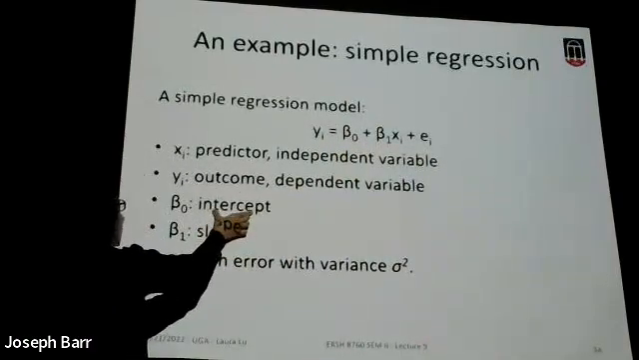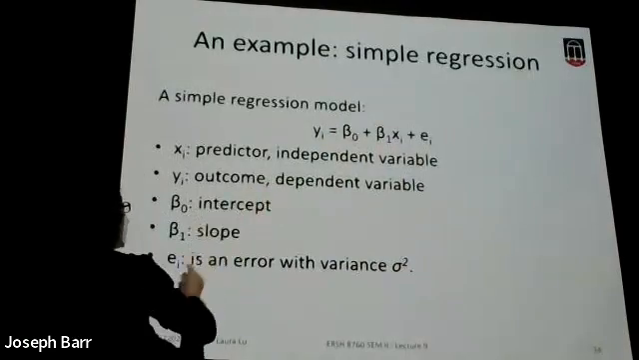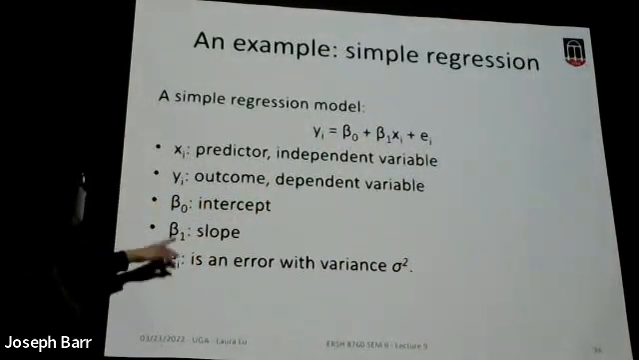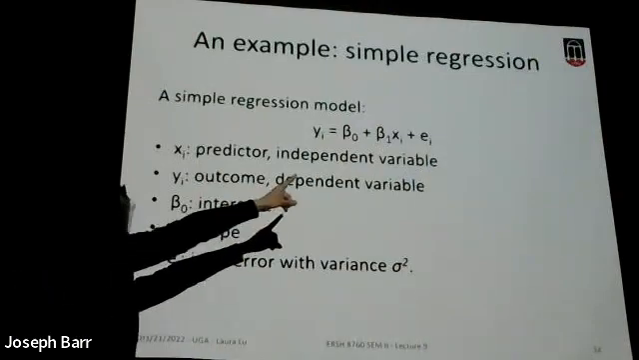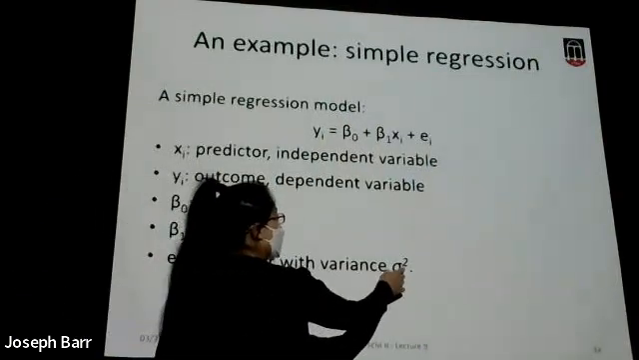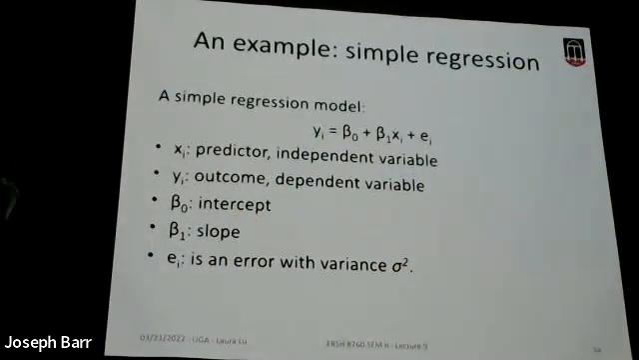Beta zero is the intercept. Beta one is the slope. Now we have y, the outcome or dependent variable, and x is our independent variable, the predictor. And we have the residual part E. We assume the variance is sigma square. This is fixed, so sigma square is the same for all i values. The variance is the same. That is our simple linear regression.